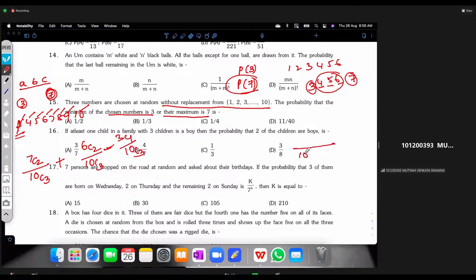So 10 into 9 into 8 by 6. 7 into 6 by 2, 21, plus 6 into 5 by 2, 15, minus 3. 12, 33, 6 by 10 into 9 into 8.